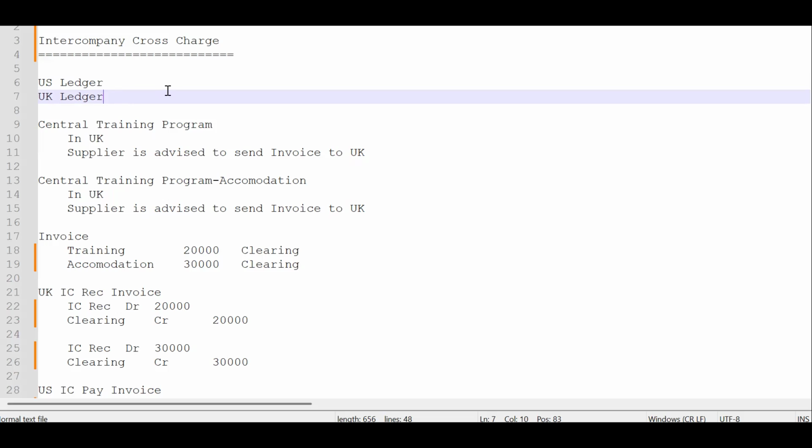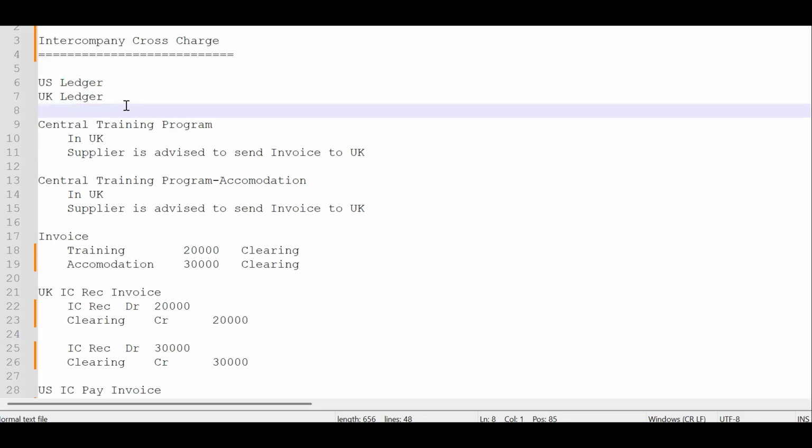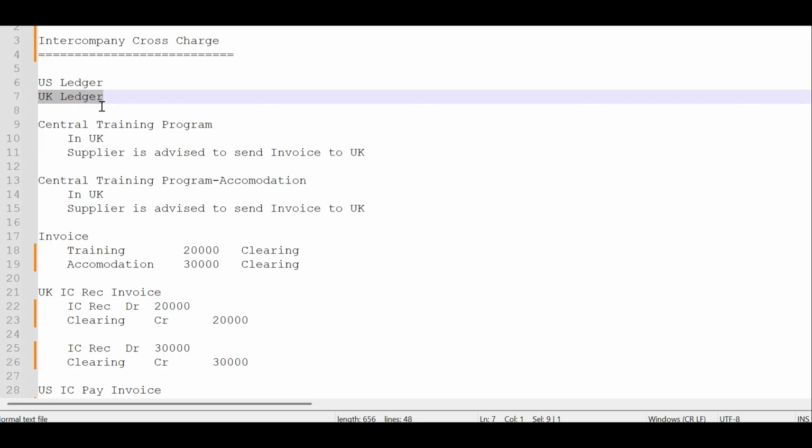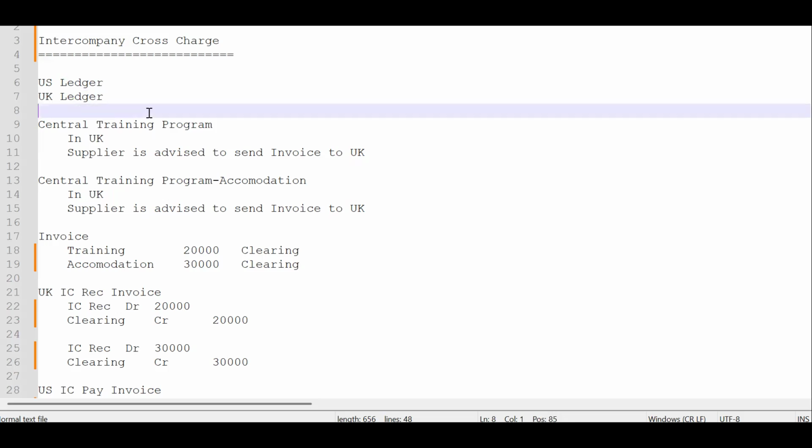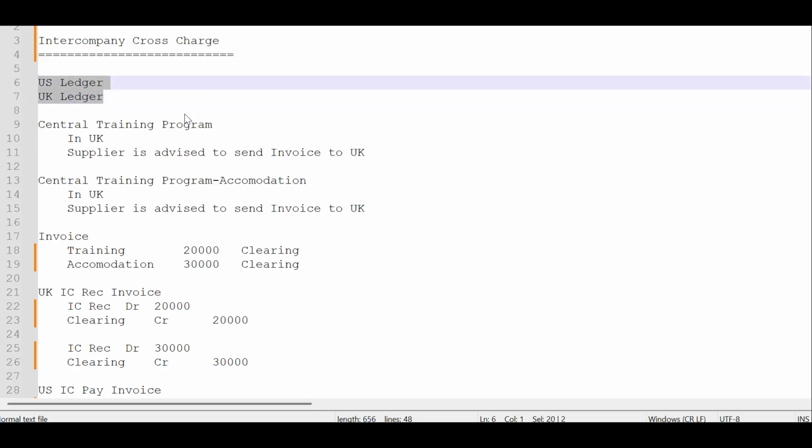So the agreement has been made with the training vendor and the organization that whatever training you give, send your invoices to the UK location of the enterprise. Since you are in UK, send the invoice there. So invoices will be raised in the UK ledger so that the training vendor can be paid. And then UK will settle it internally with its internal different country operation, which is US. So that is the complete business scenario.